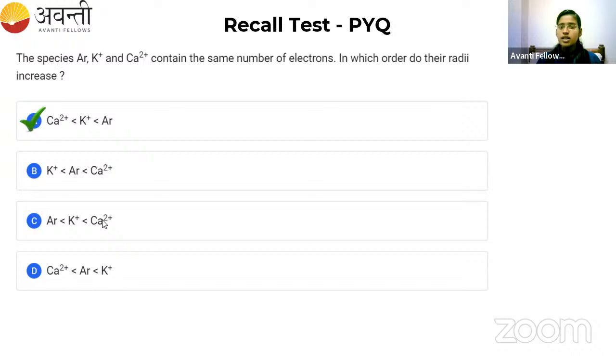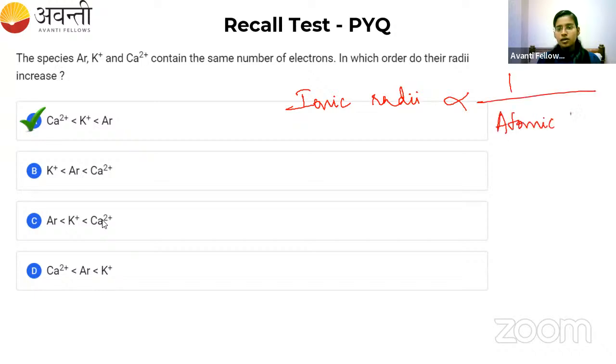So what is the relationship we have to use here? Ionic radii is inversely proportional to the atomic number, right? So this is the relation which we have to use. If you look at calcium 2 plus, the atomic number of calcium is 20. For potassium, it is 19. And for argon, it is 18.